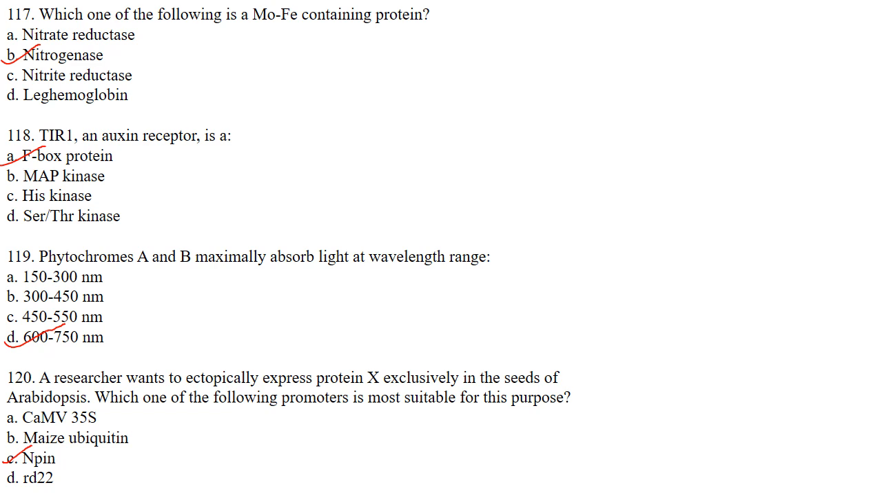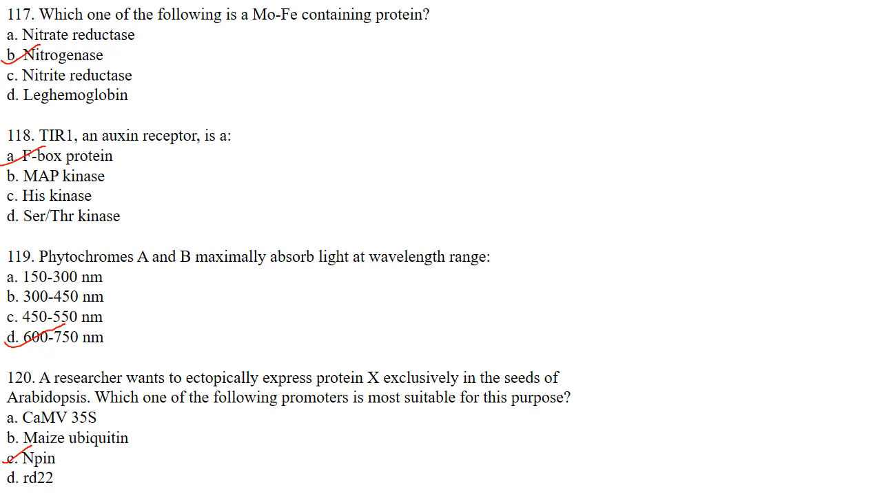The enzyme complex nitrogenase consists of two proteins: a molybdenum iron protein, protein 1, that binds nitrogen, and a smaller iron protein that acts as an electron donor to protein 1. So the one which is a molybdenum iron containing protein is nitrogenase. Answer is option B. Then next one.